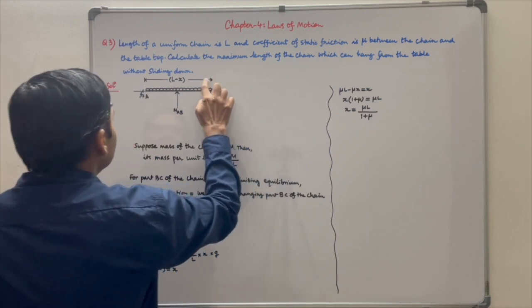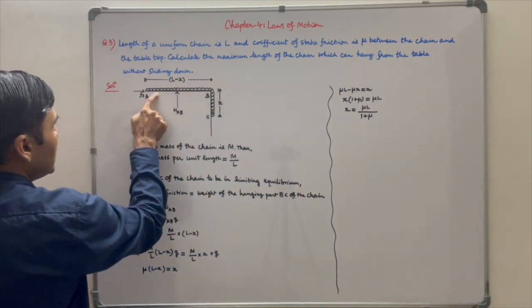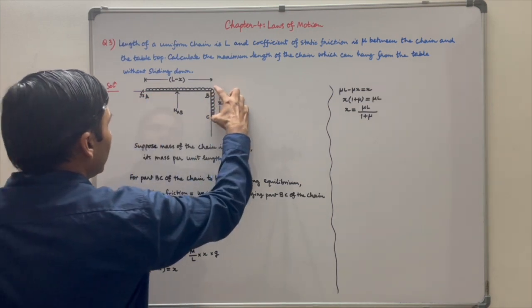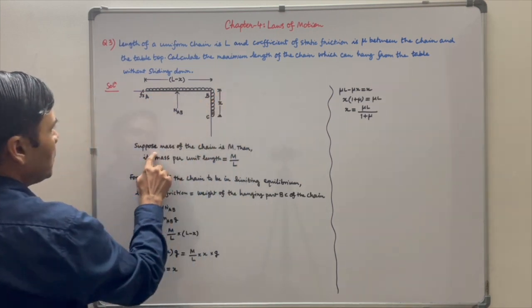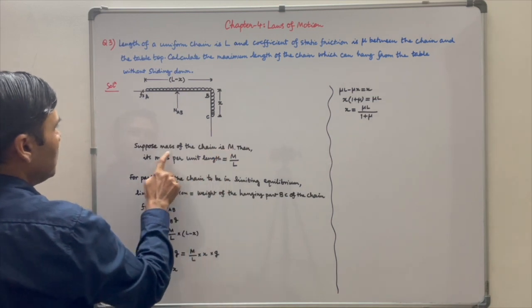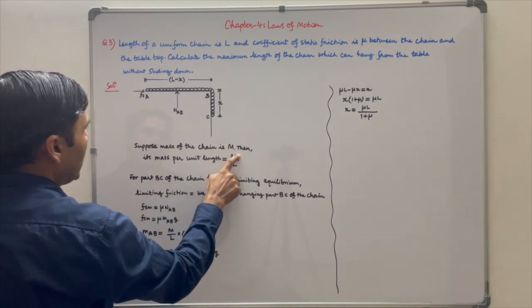At that point, limiting friction of this chain will be equal to weight of the hanging part. Suppose mass of the chain is m, then mass per unit length will be equal to m by L.